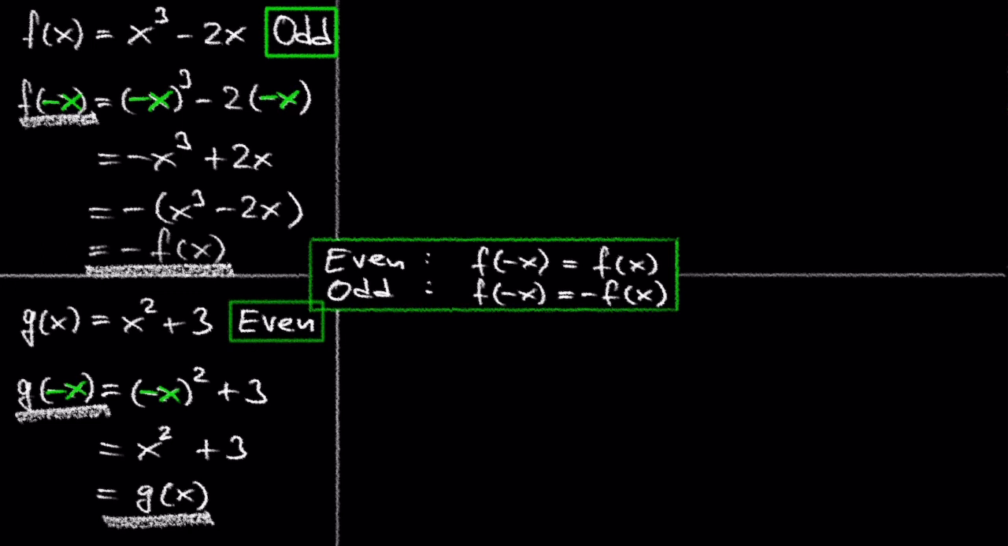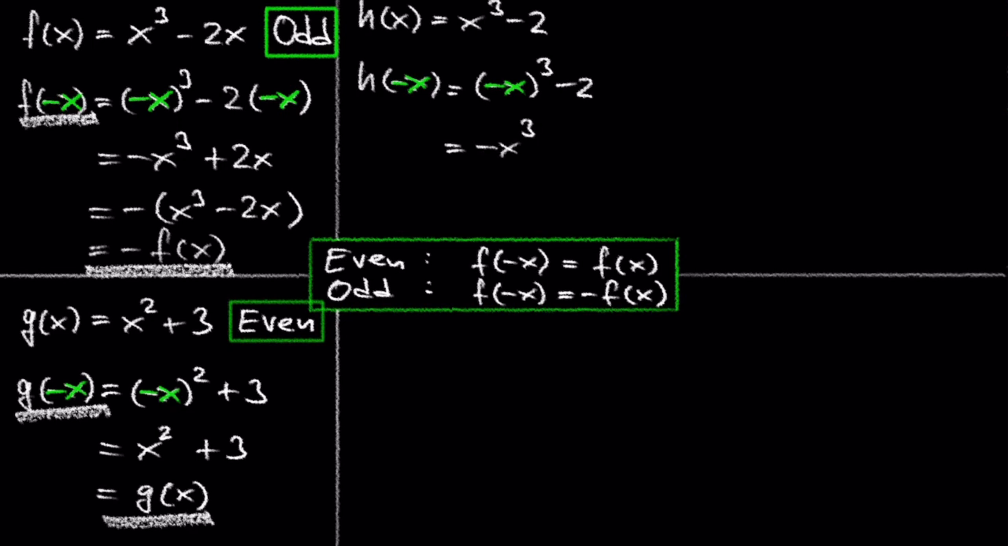What about the next example? h of x equals x cubed minus 2. How can we determine if this function is even, odd, or neither? We start with h of negative x, which is negative x in parentheses cubed minus 2. Negative x in parentheses cubed is equivalent to negative x cubed. So we get negative x cubed minus 2.